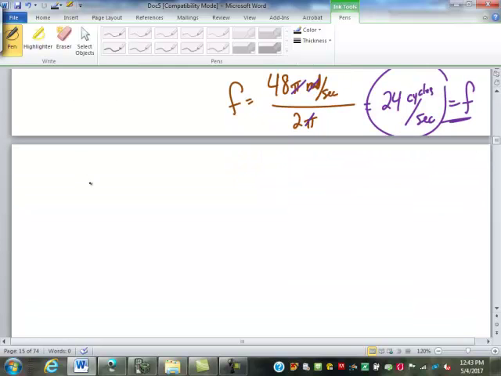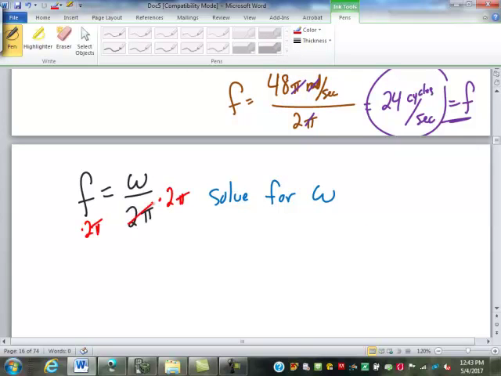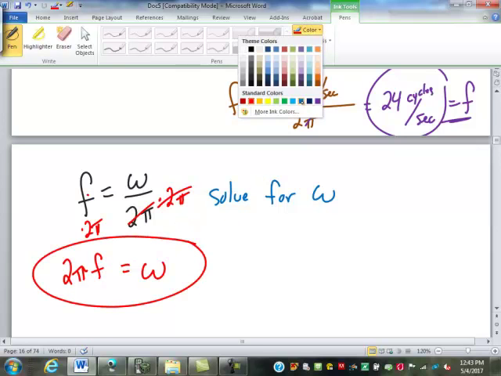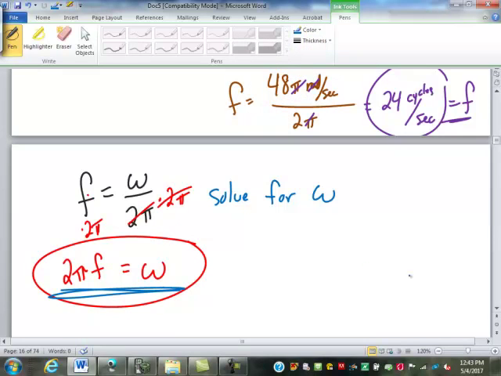From that last formula, frequency is equal to omega, the angular velocity, divided by 2 pi. We often solve for omega, the angular velocity. How would I solve that for omega? I'd multiply both sides by 2 pi. Cancel that out. So 2 pi times f is equal to omega. So that is one way that the angular velocity is often expressed.